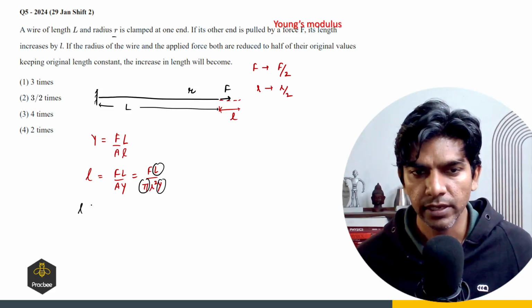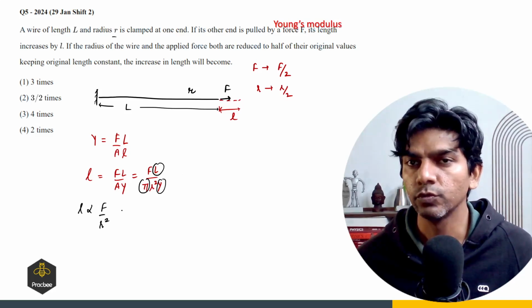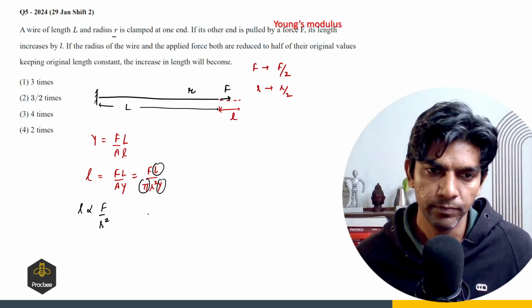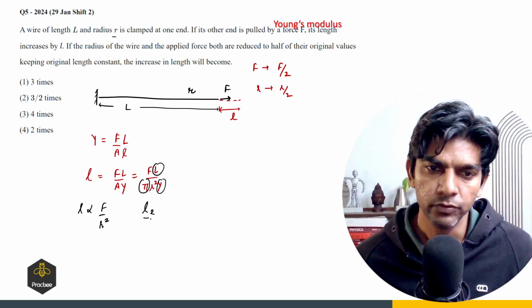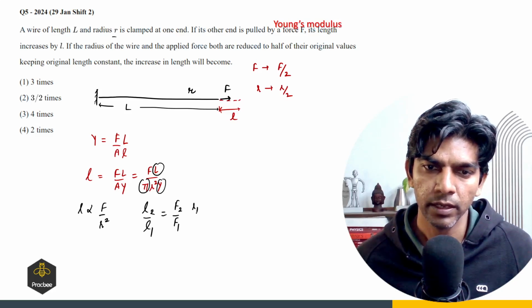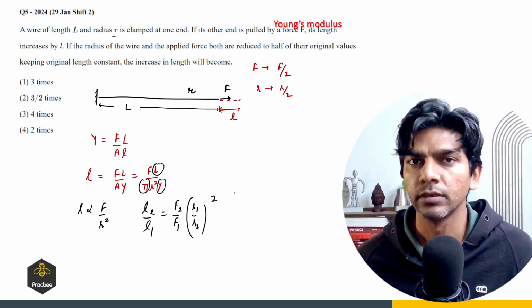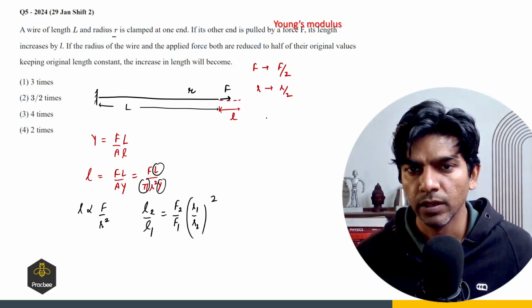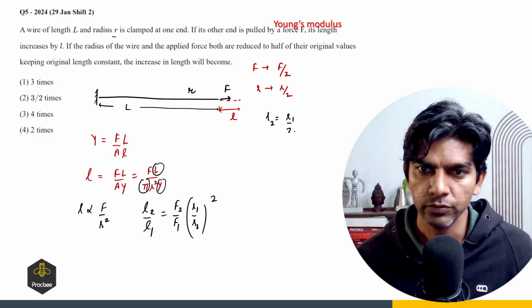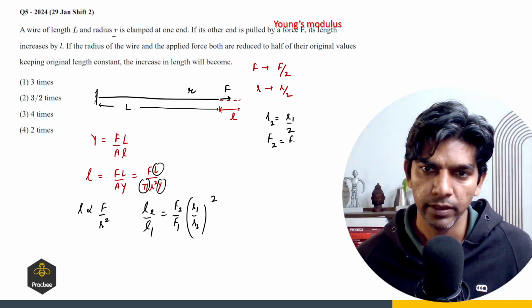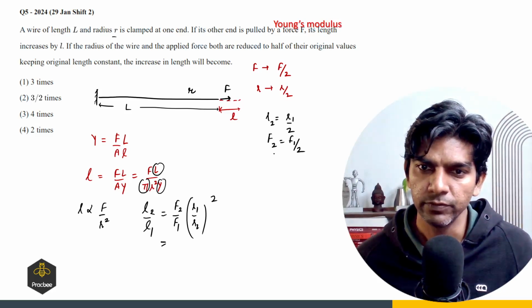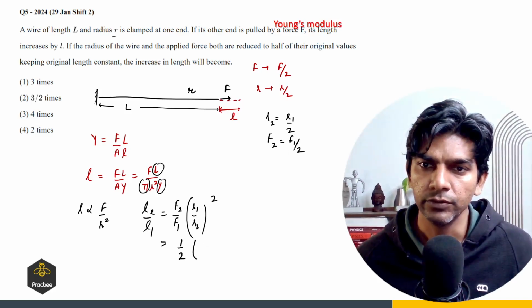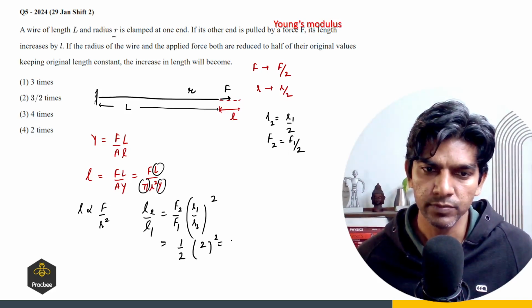So we can say length is directly proportional to F and inversely proportional to square of the radius. So what we can do, L2 by L1 will be equals to F2 by F1 and R1 by R2 square. So R2 is R1 by 2 and F2 is F1 by 2. So we know what is F2 by F1, that will be 1 by 2. And R1 by R2 is 2. So that comes out to be 2.